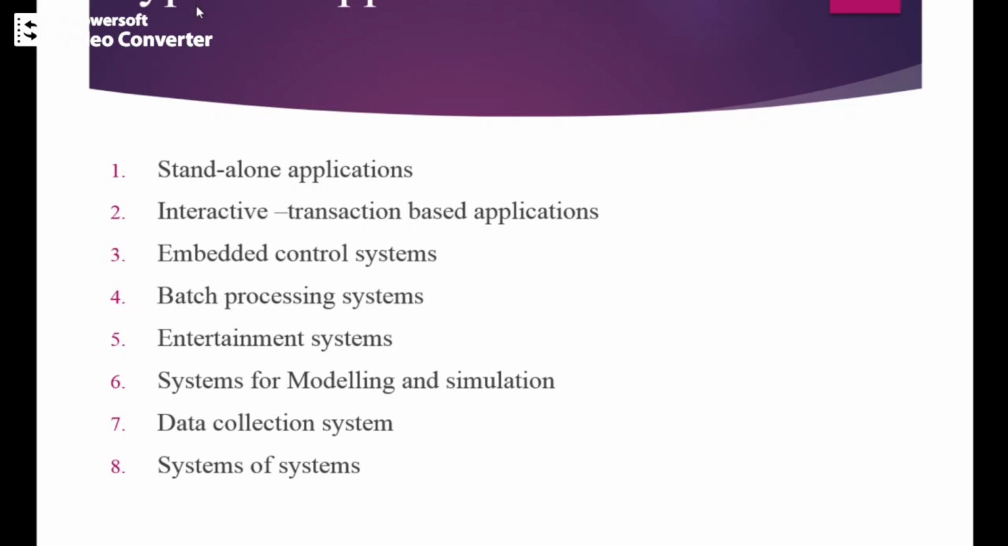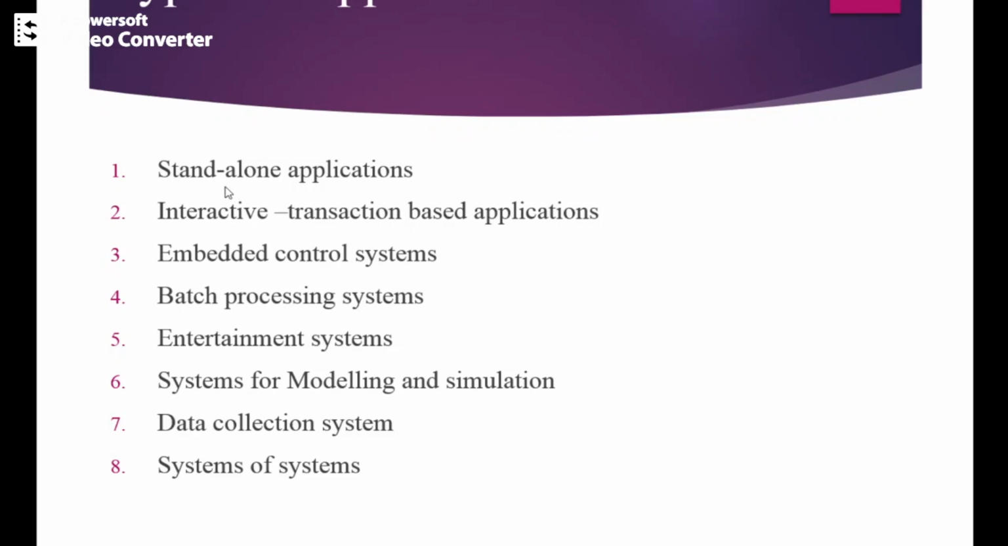Next topic we are going to see is types of application software. So when I talk about application software, what are they? Let us see the different types of application software. First one is standalone applications. You can see here there are many application software. Let us discuss one by one.